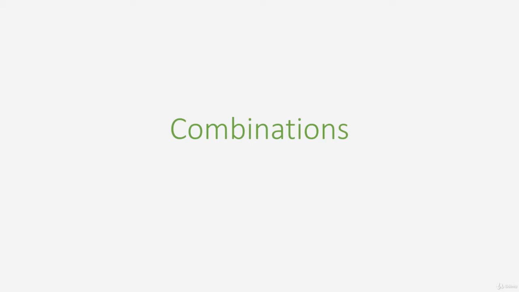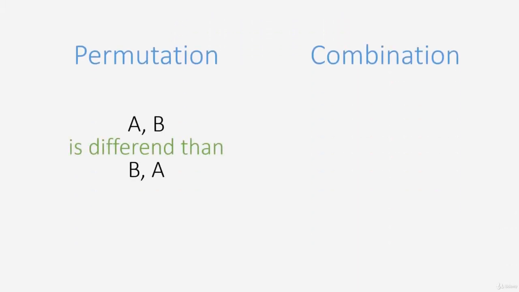Combinations are pretty much the same as permutations or variations, but in combinations we don't care about the order. In permutations we cared about the order of elements. So to make things absolutely clear, permutation A and B is different than permutation B and A, but combination A and B is the same as combination of B and A.